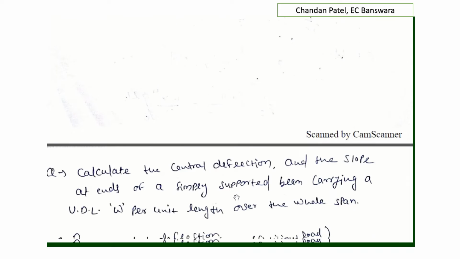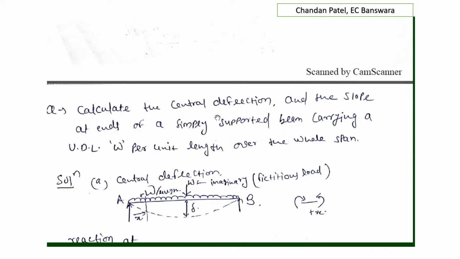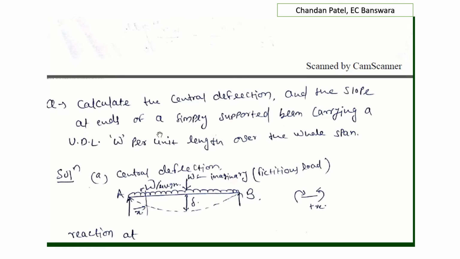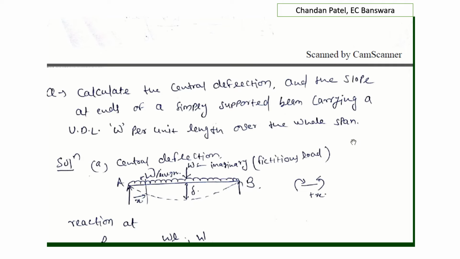Now we solve some numerical problems. Calculate the central deflection and the slope at ends of a simply supported beam carrying a UDL w per unit length over the whole span. क्या दिया हुआ हमारे को क्वेश्चन में कि एक सिंपली सपोर्टेड बीम दी हुई है, जिसके ऊपर UDL केस लगा हुआ है और सेंट्रल डिफ्लेक्शन हमने पूछा है. सेंट्रल डिफ्लेक्शन एंड द स्लोप, स्लोप एट द एंड्स. सेंट्रल डिफ्लेक्शन पूछा और स्लोप वैल्यू पूछी है.